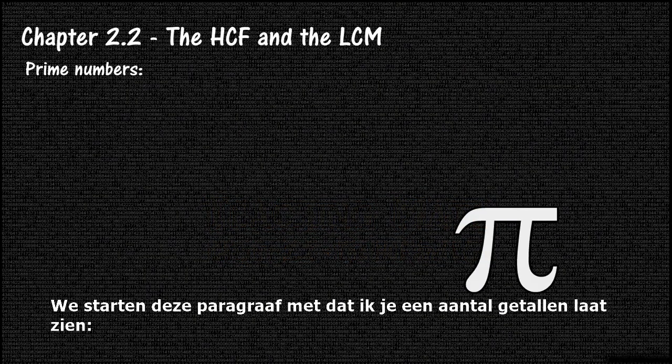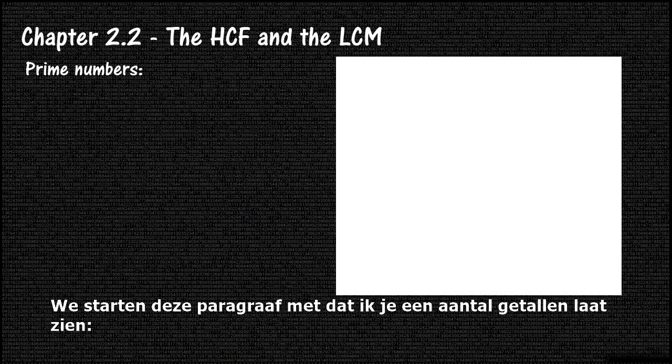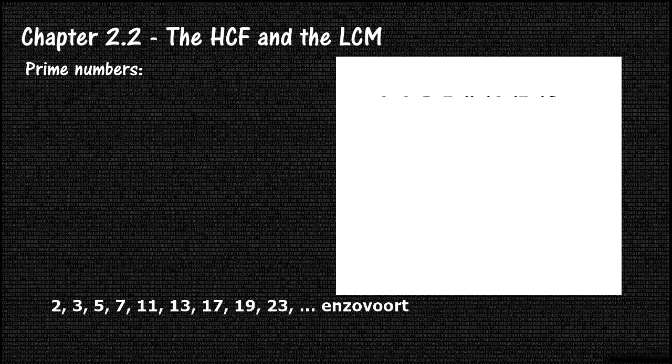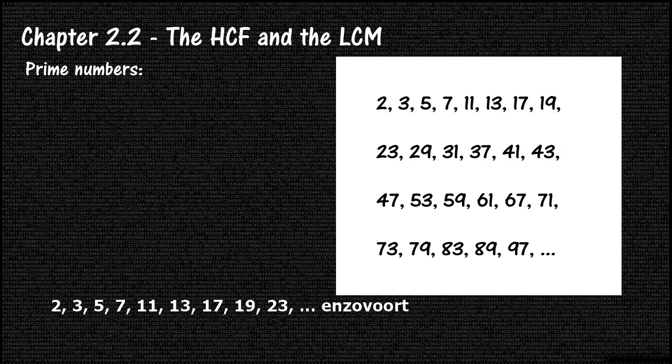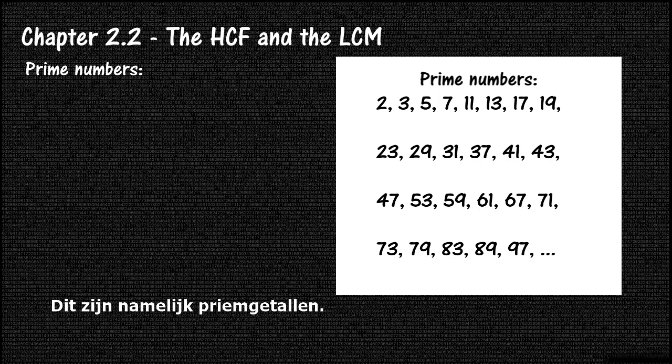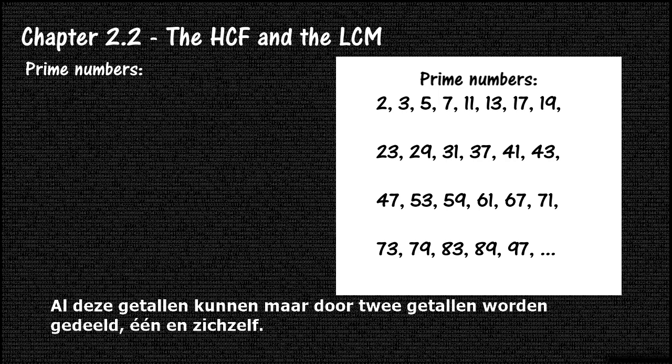We are going to start this paragraph with me showing you these numbers. 2, 3, 5, 7, 11, 13, 17, 19, 23 and so on. These numbers are pretty special. They are what we call prime numbers. All of these numbers can only be divided by two numbers, itself and 1.